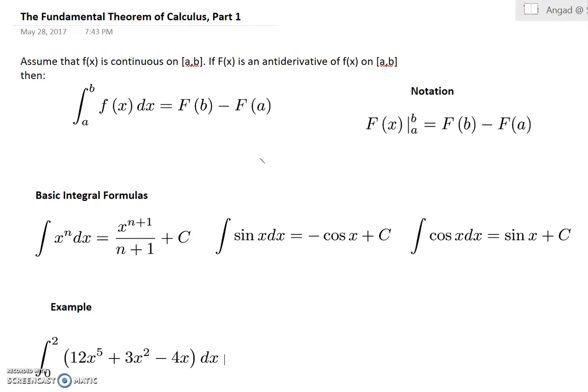So these next two videos will be about the fundamental theorem of calculus. The fundamental theorem of calculus is split into two parts, so this particular video will be focusing on part 1.